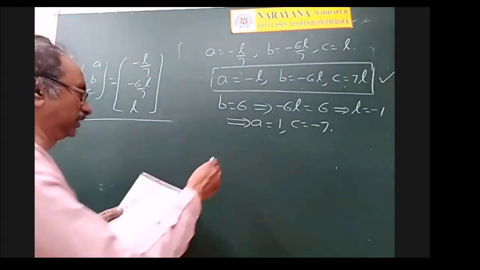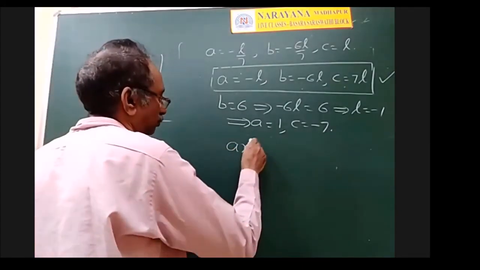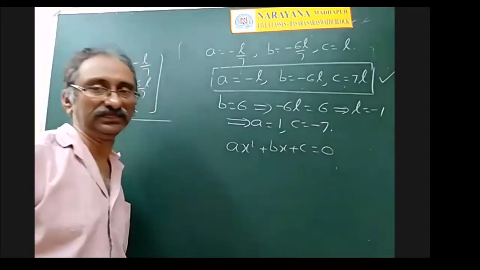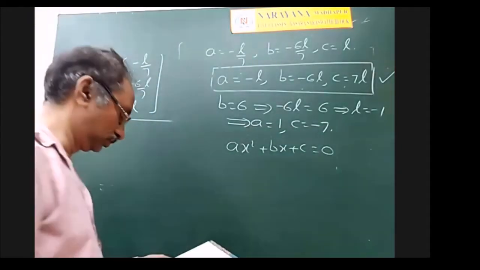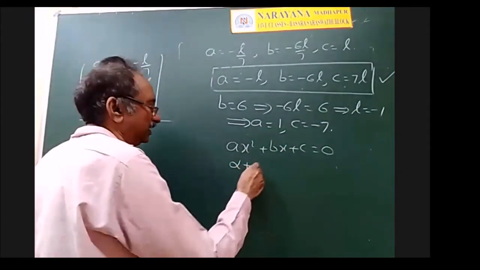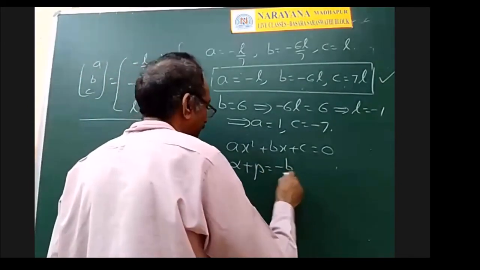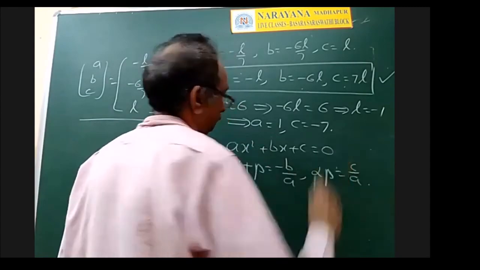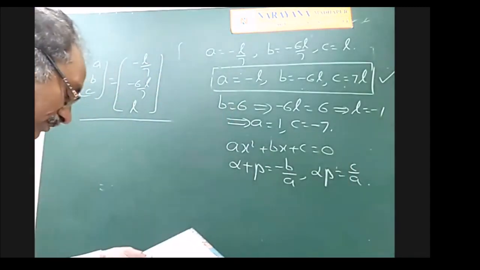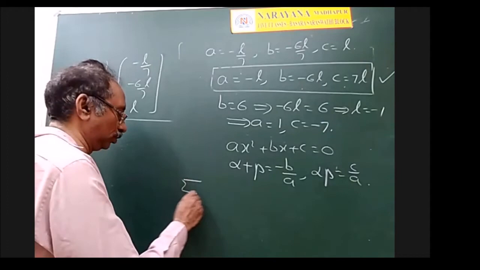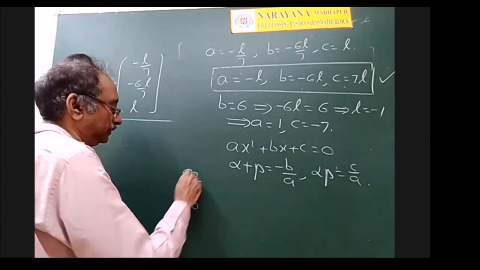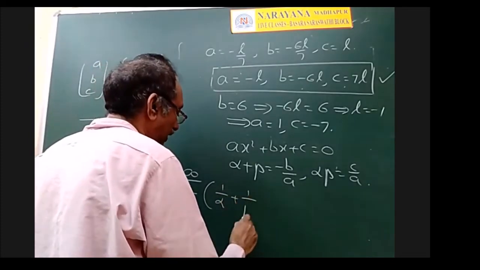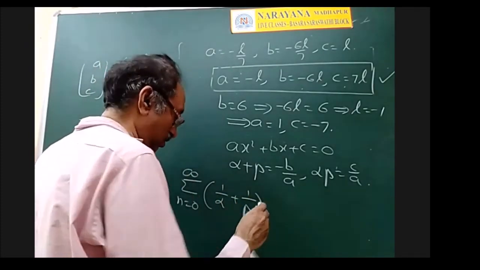So what is the question now? Oh, he asked about the quadratic equation also. Ax square plus bx plus c is equal to 0, and roots are alpha and beta. What is the sum of the roots? Minus b by a. What is the product of the roots? That is c by a. Now what is the question? Sigma n is equal to 0 to infinity, 1 by alpha plus 1 by beta whole power n.